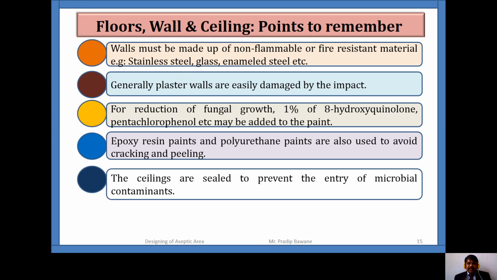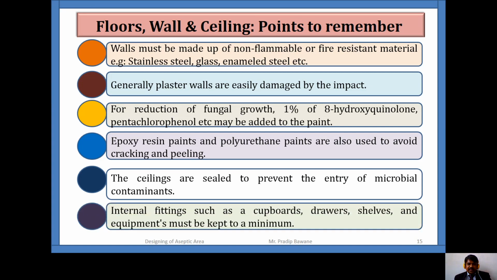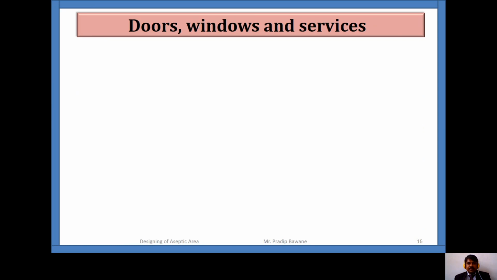The ceilings are sealed to prevent the entry of microbial contaminants. And finally, internal fittings such as cupboards, drawers, shelves, and equipment must be kept to the minimum. Along with that, whatever walls we are creating should be free from corners, because there may be a chance of accumulation of dust in the corners. Even the ceilings we are using should have a flush type of fitting, and should not have sharp corners, so as to avoid the accumulation of dust.